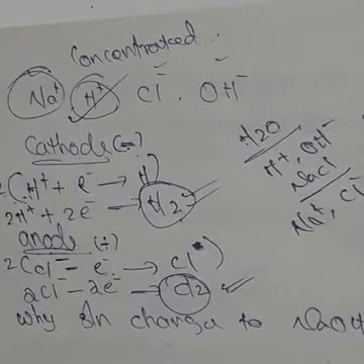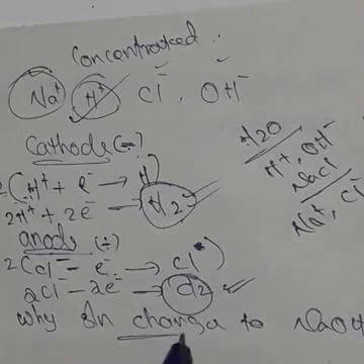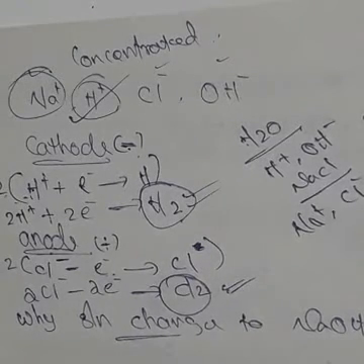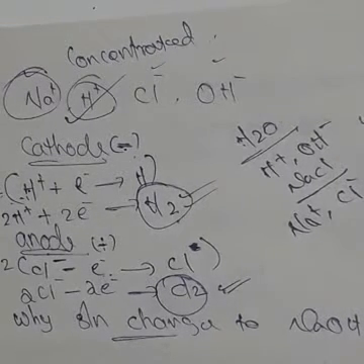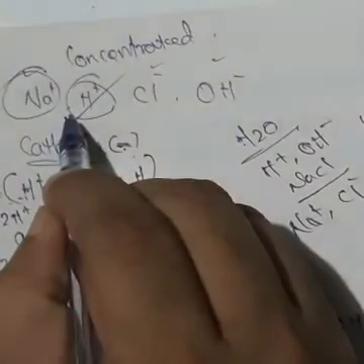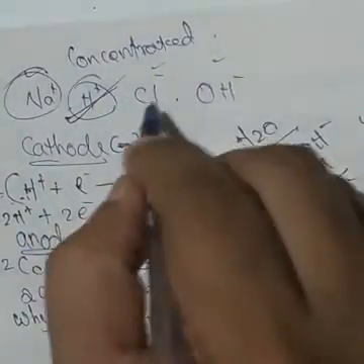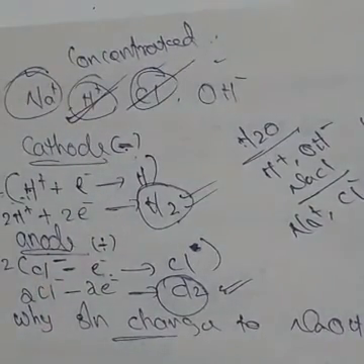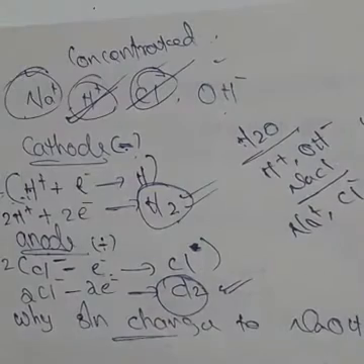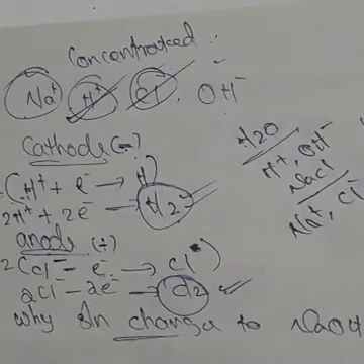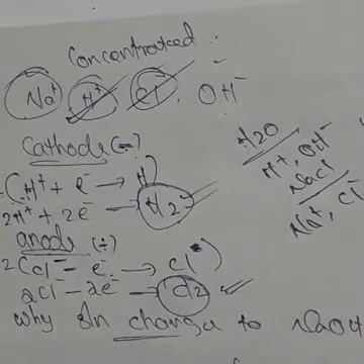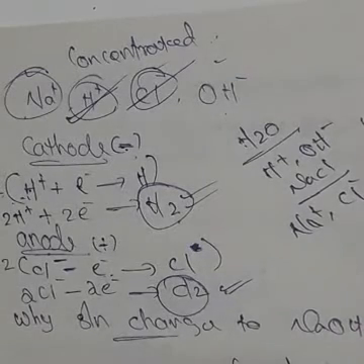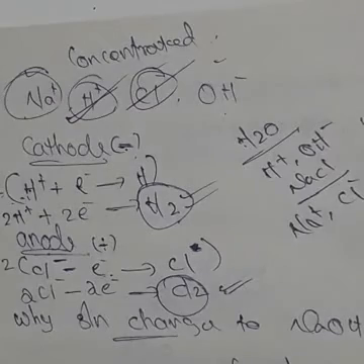Now, third question here, why does the solution turn to sodium hydroxide? Answer for this, look here: hydrogen deposits at cathode, Cl minus is deposited at anode, and in the solution Na plus and OH minus are left. This Na plus and OH minus combine to form NaOH. That's why the solution turns to sodium hydroxide.